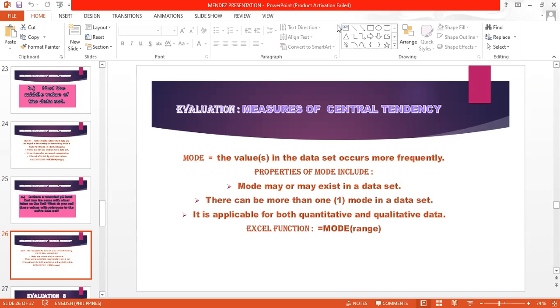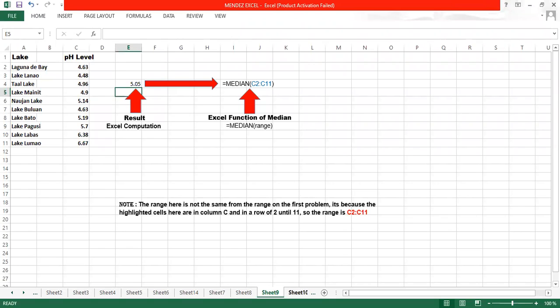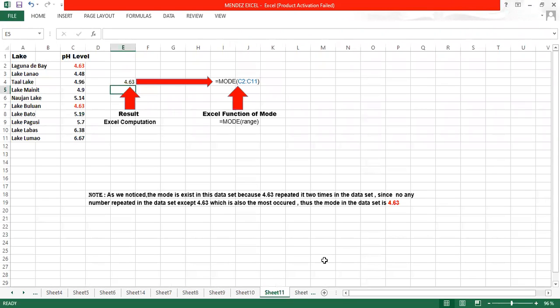Now let's use the Excel for our computation in mode. In getting the mode of the given data set, we will use the Excel function equals mode open parenthesis range then close parenthesis. Since our highlighted cells are in column C and in rows 2 until 11, our Excel function is equals mode open parenthesis C2 to C11 then close parenthesis. Then press enter. The result is 4.63.